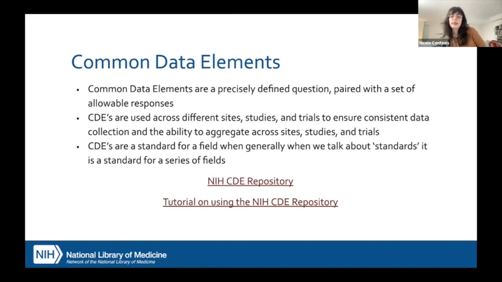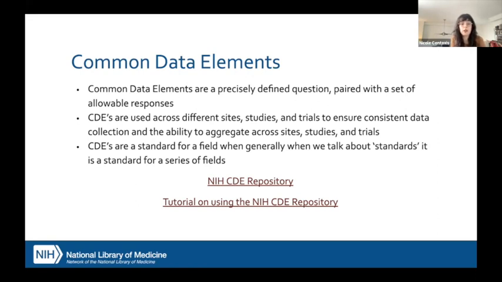So we're going to get to our next example, which is common data elements. Now, a common data element, these are precisely defined questions paired with a set of allowable responses. So you could think of this as, we just talked about the DataCite metadata schema. This would be just one element of that schema, and then all of the allowable responses for that single element. So it's a smaller piece, but it still constitutes a standard. CDEs are used across different sites, studies, and trials to ensure consistent data collection and the ability to aggregate across sites, studies, and trials. I think you all might be picking up here that the key point of data standards is really aggregation.